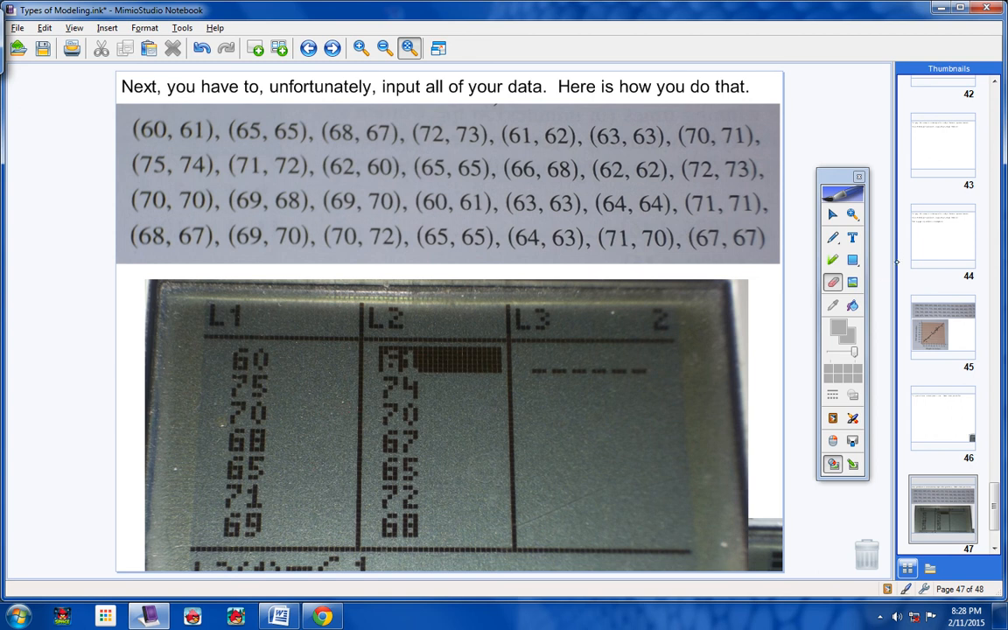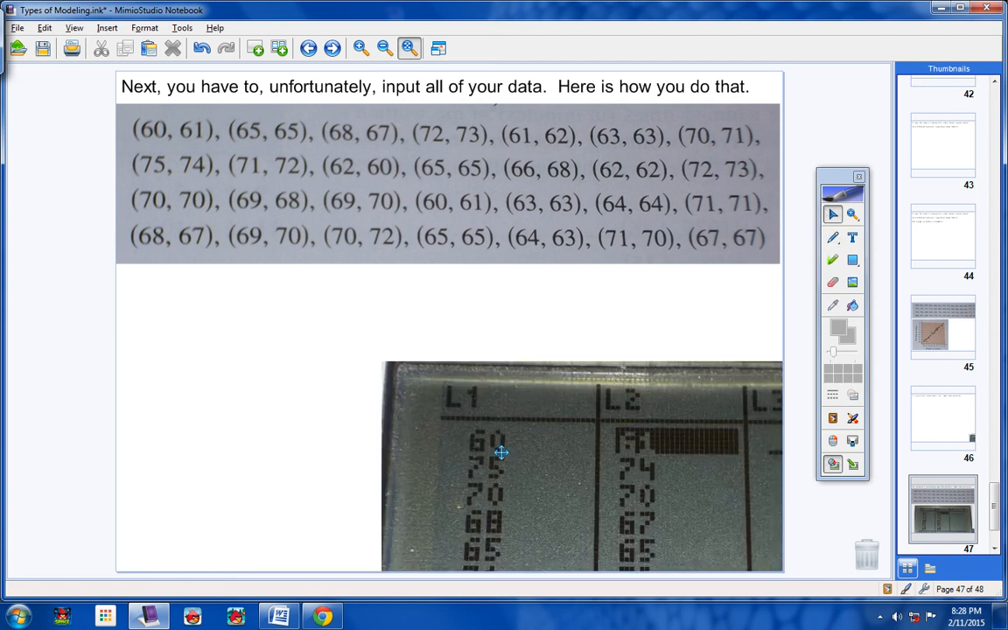By the way, once you have this information entered, just hit second quit, and you'll come out of this, and you will not lose your information. It's totally saved, okay?